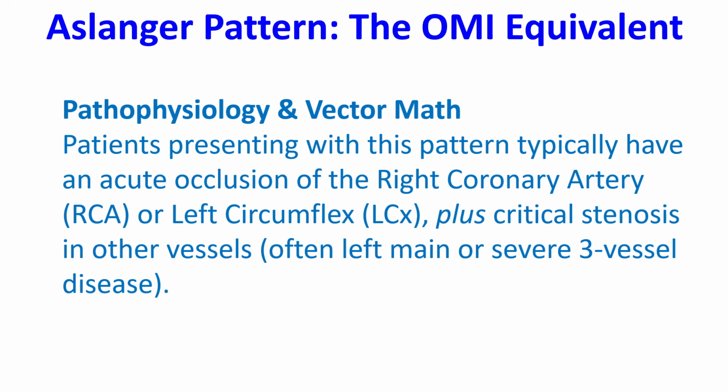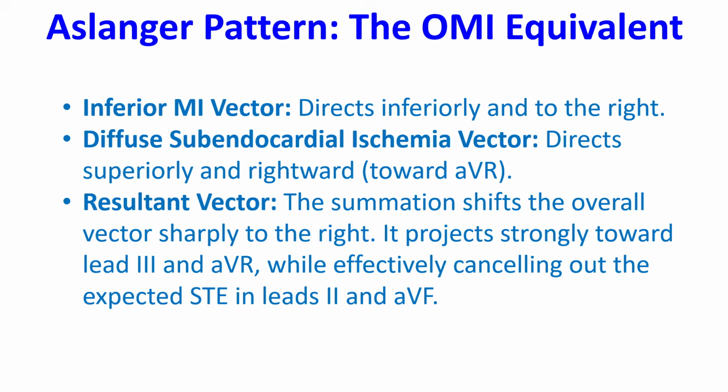Patients presenting with this pattern typically have an acute occlusion of the right coronary artery or left circumflex plus critical stenosis in other vessels, often left main or severe 3-vessel disease. Inferior MI vector directs inferiorly and to the right. Diffuse subendocardial ischemia vector directs superiorly and rightwards towards AVR. Resultant vector, the summation shifts the overall vector sharply to the right.